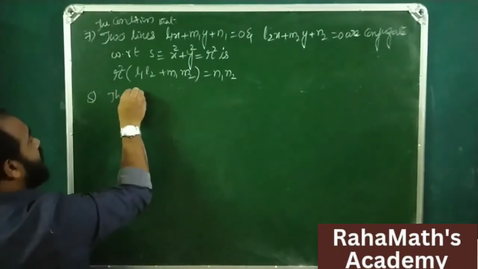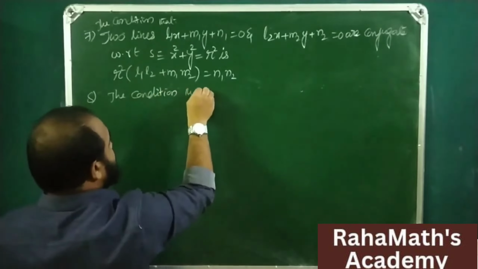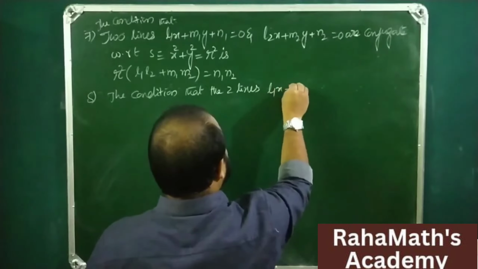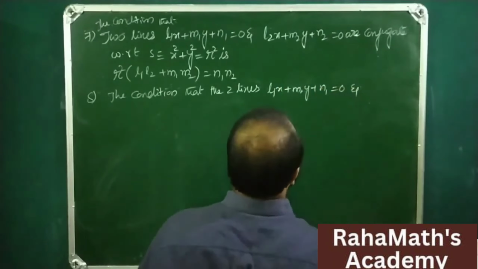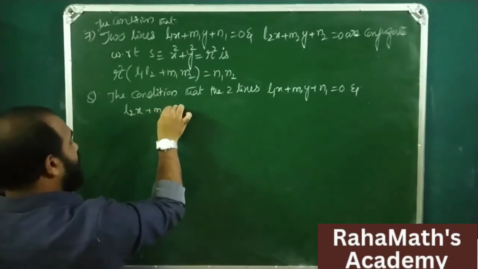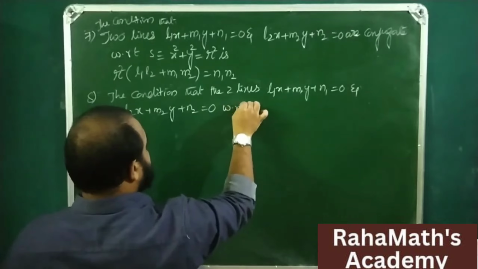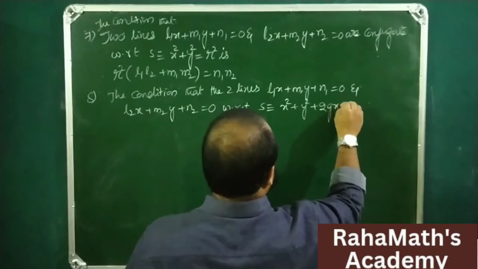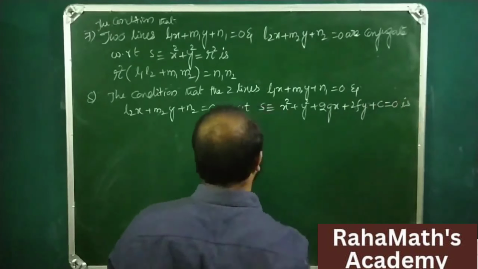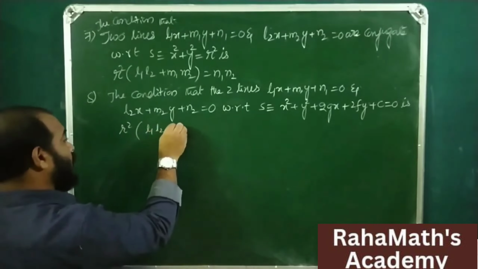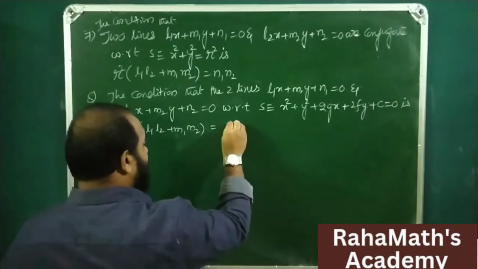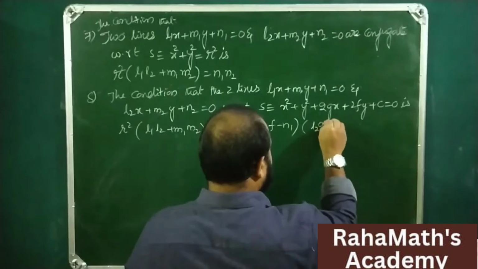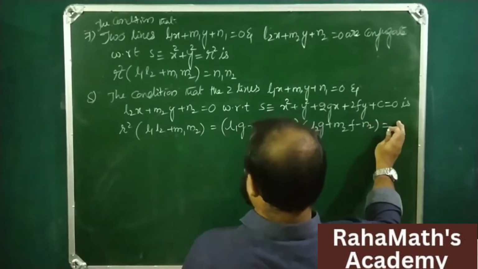So the condition that the two lines L1x plus M1y plus N1 equals 0 and L2x plus M2y plus N2 equals 0 are conjugate with respect to the circle S, x square plus y square plus 2gx plus 2fy plus c equals 0, is r square into L1L2 plus M1M2 equals L1g plus M1f minus N1, into L2g plus M2f minus N2.